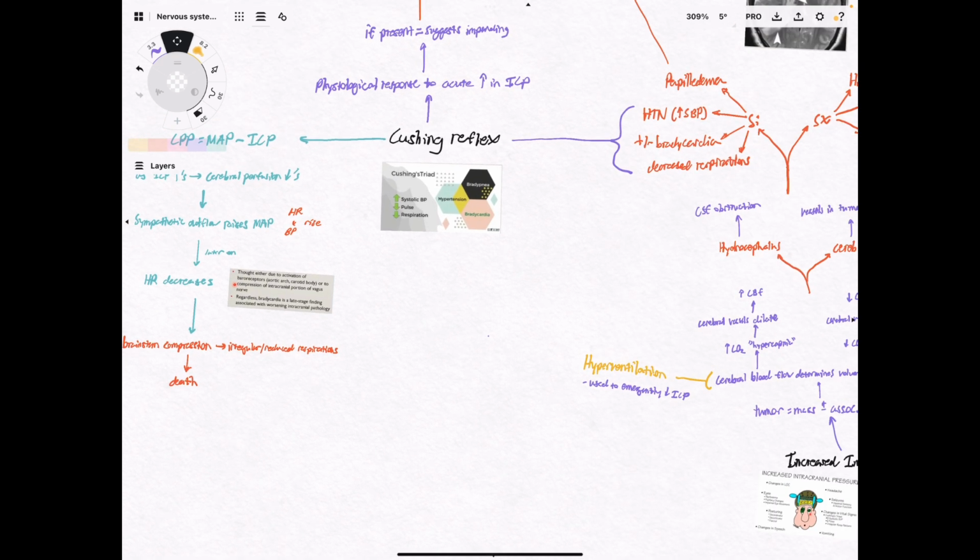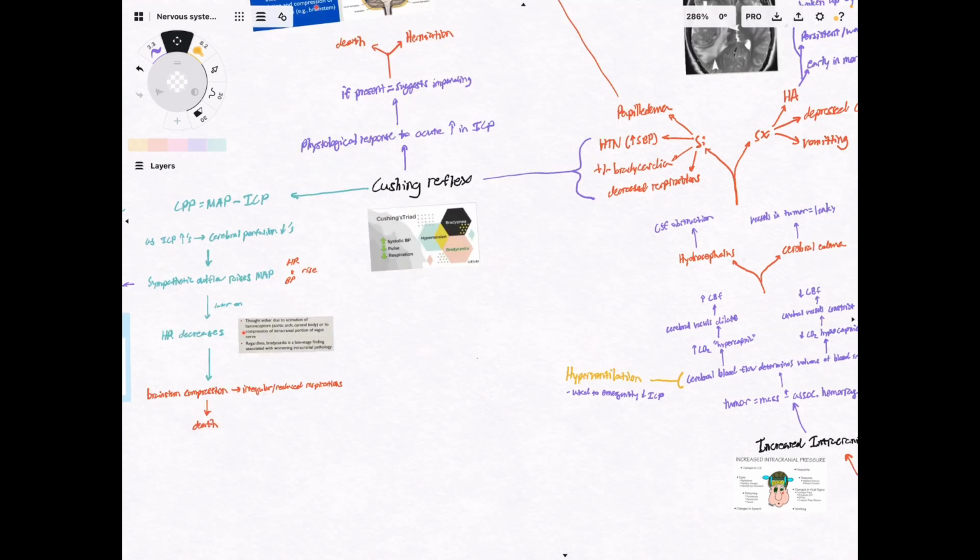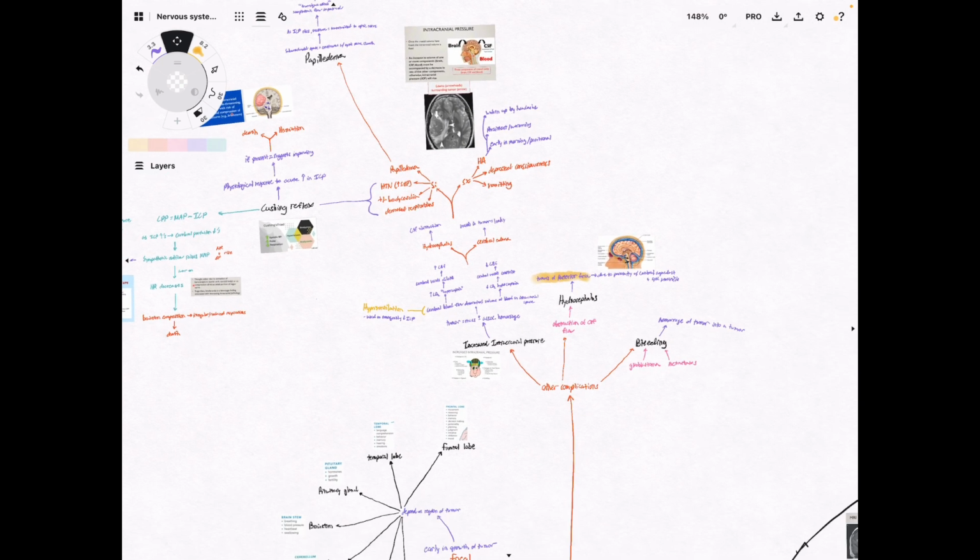So that's what I was kind of talking about with that BP, increased blood pressure, and then when you separate the B and the P, those things are down, so B is going to be decreased breathing, and then P is going to be decreased pulse. So that's the Cushing reflex.